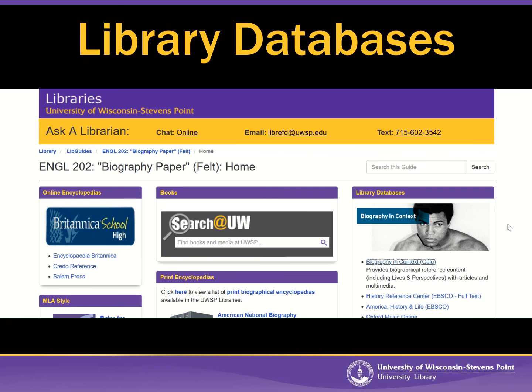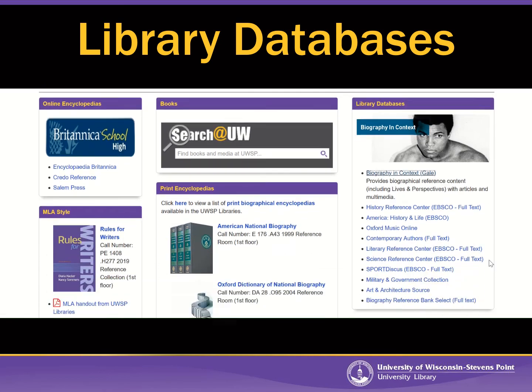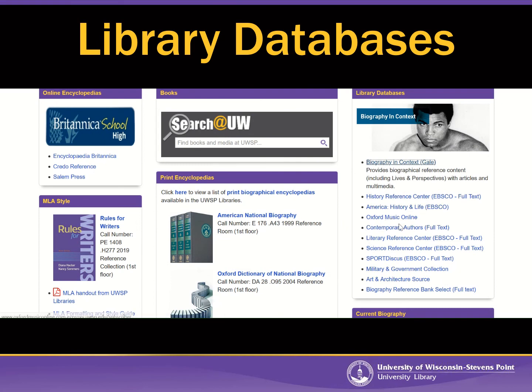Finally, you need at least one article from a library database. I've listed several databases in the course guide. And like with print encyclopedias, you need to think thematically when choosing a database. So if your historical person was a musician, I highly recommend the database Oxford Music Online. If your historical person was a writer, Contemporary Authors is outstanding.